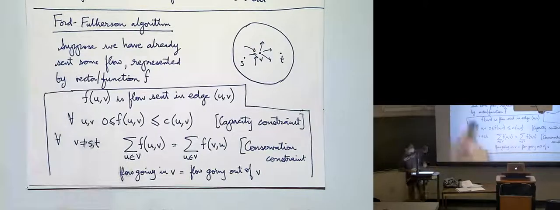So suppose we have some flow. The question that the Ford-Fulkerson algorithm asks is, well, can you send more? Is there a way of incrementally sending some more flow? Is the question clear? Yes, no?